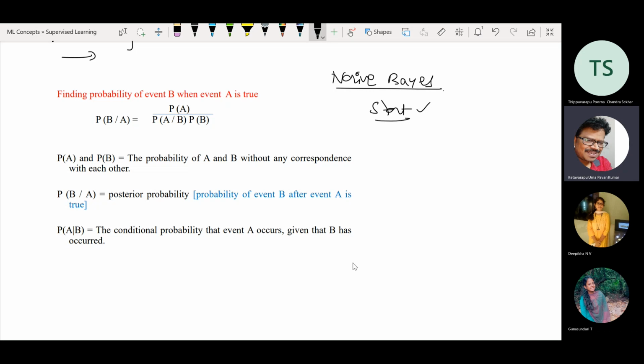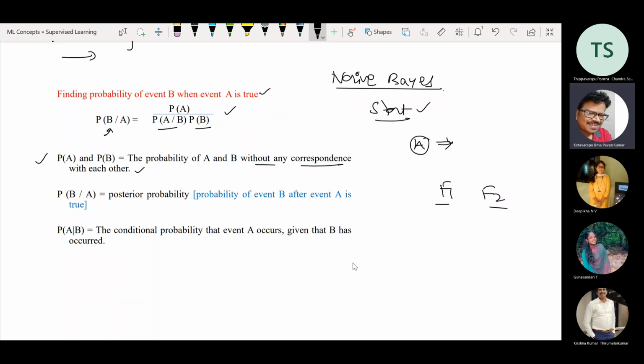Now in this case, observe here, guys. Finding the probability of event B when event A is true. I know that A has happened, and now I want to find out the probability of B occurring. So the probability of B given A is the probability of A given B times the probability of B, divided by the probability of A, where we know some of the aspects. While making use of these conventions, our clear convention is that there is no correspondence, that is, F1 and F2 without any dependency.